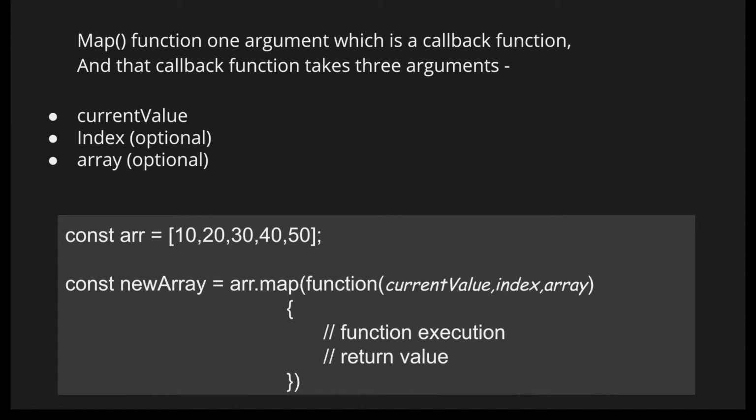And the map function takes one argument, which is a callback function, and that callback function takes three arguments: current value, index, and array. Both index and array are optional values. And below is the implementation of the map method. Let's dive into the actual implementation of this array map method.